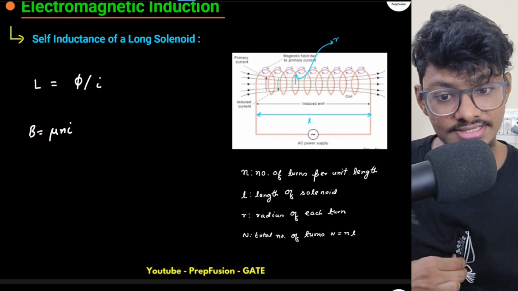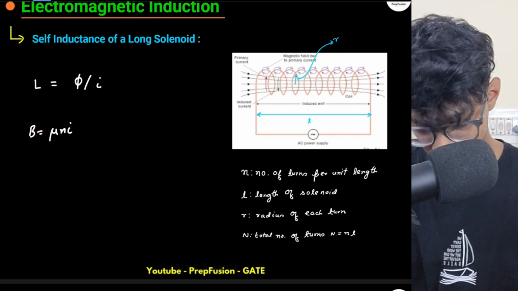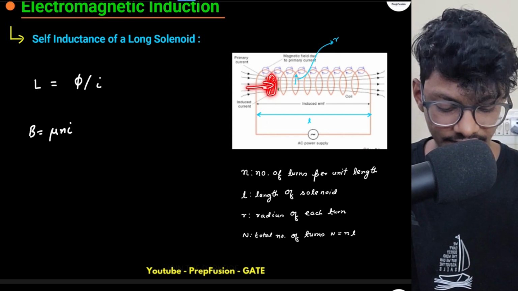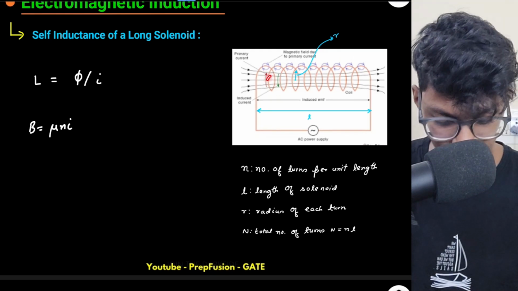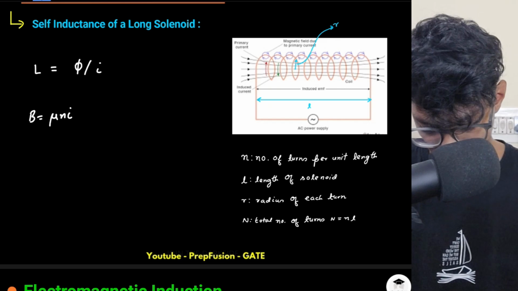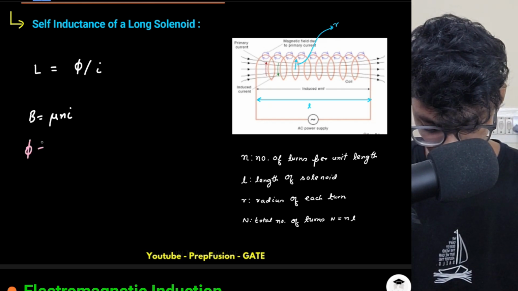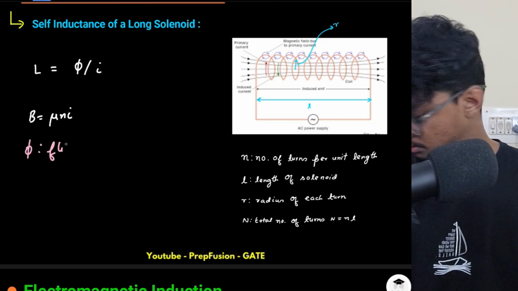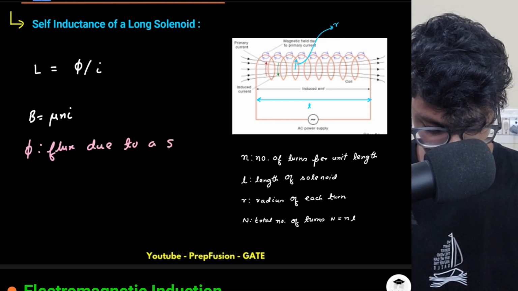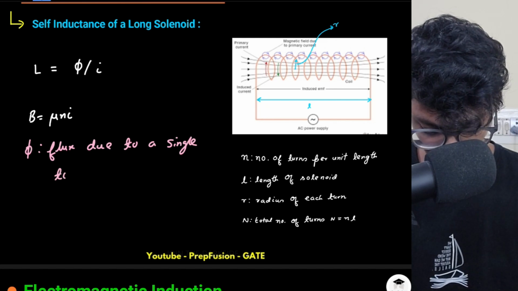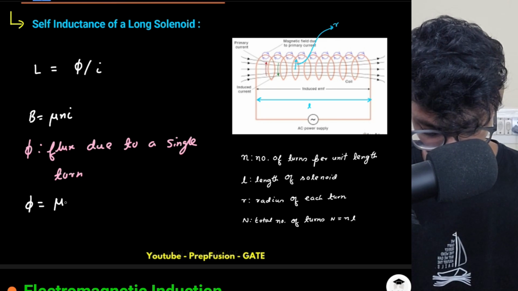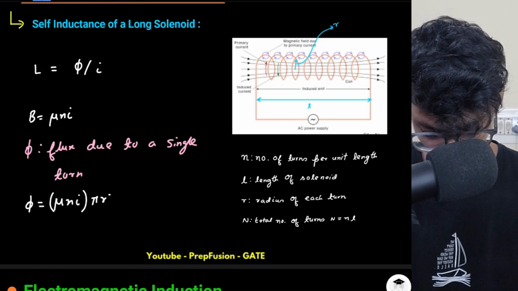Now, what is the flux in a single coil? This is the coil, and the area that the magnetic field will cross is pi r squared, where r is the radius of this small coil. So phi, the flux due to a single turn, will simply be magnetic field into area. So phi will be equal to mu n I into pi r squared.